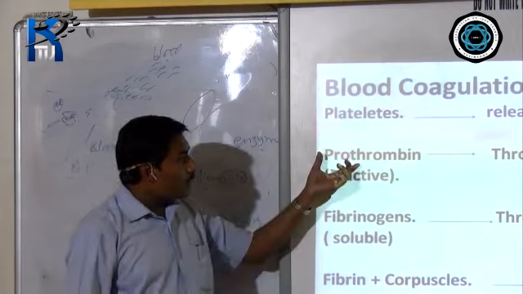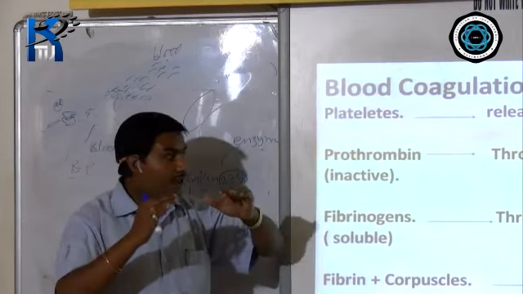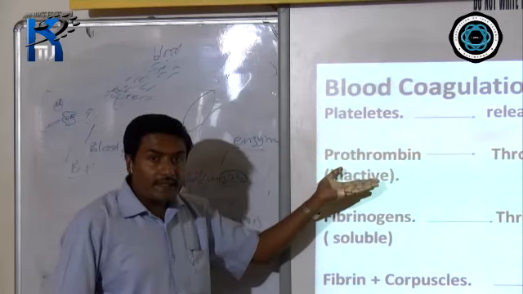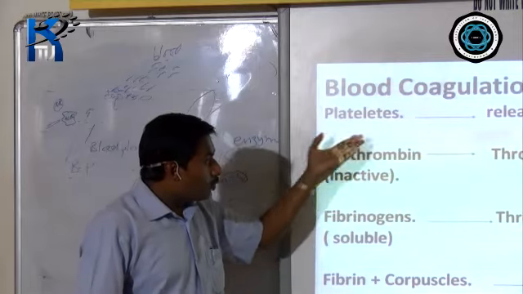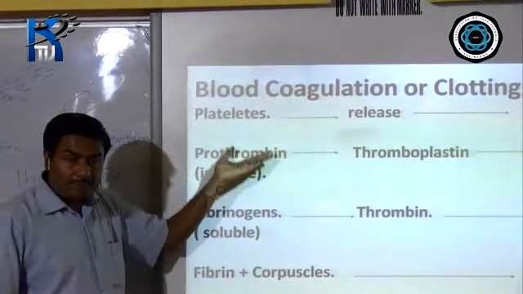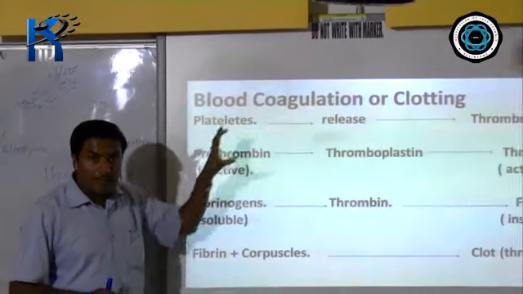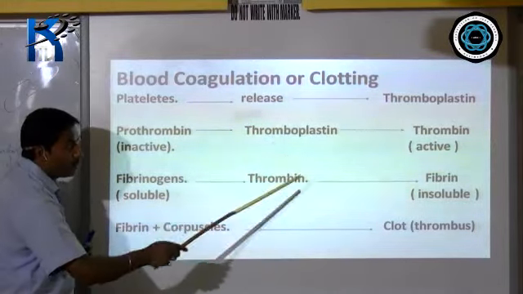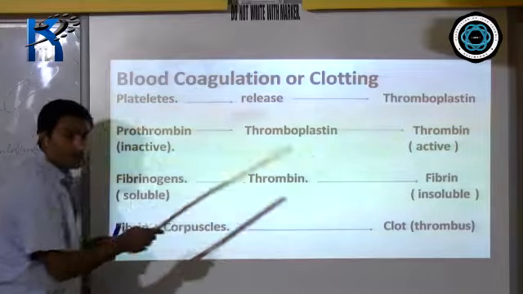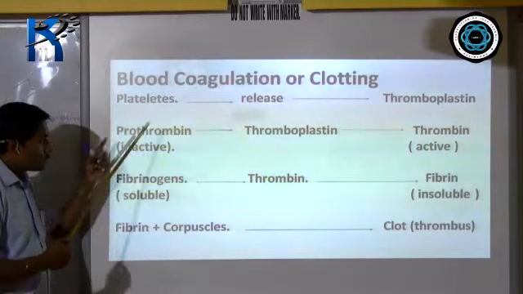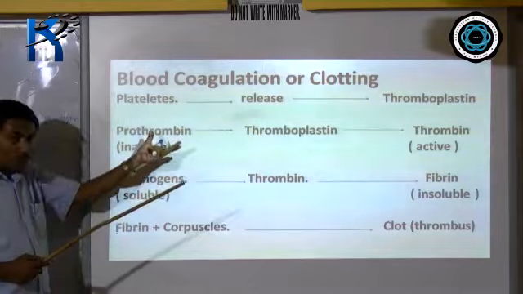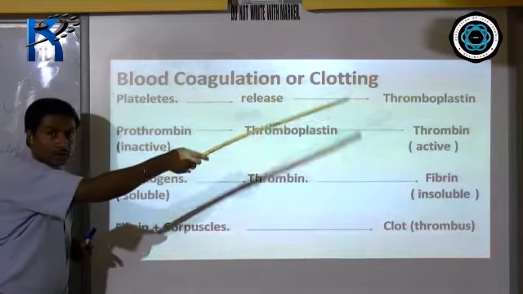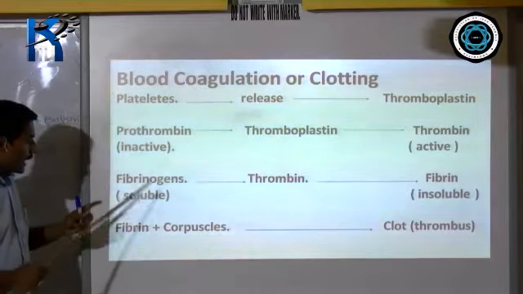Now, due to that, what will happen? The soluble prothrombin that is present, this is a plasma protein. Prothrombin is a plasma protein. It is inactive in nature. This prothrombin, which is inactive, under the influence of thrombokinase, or thromboplastin, will get converted and turn into active thrombin. Inactive to active. Blood plasma protein prothrombin will turn into thrombin, that is active.